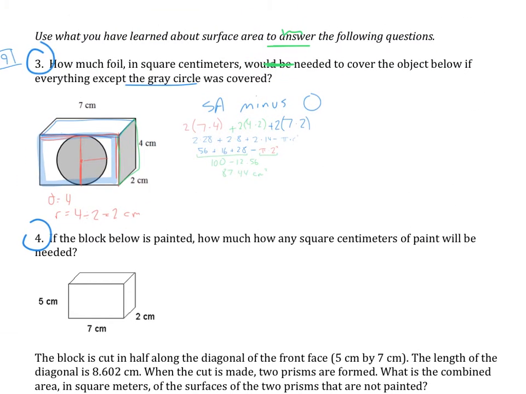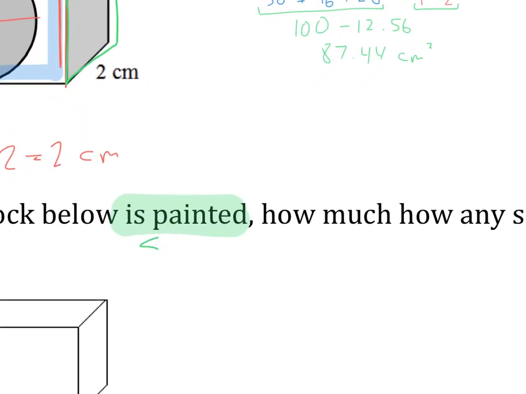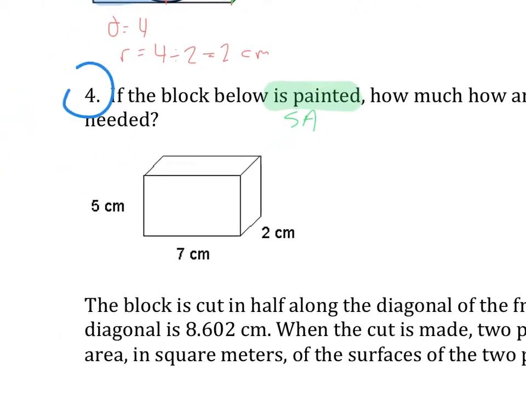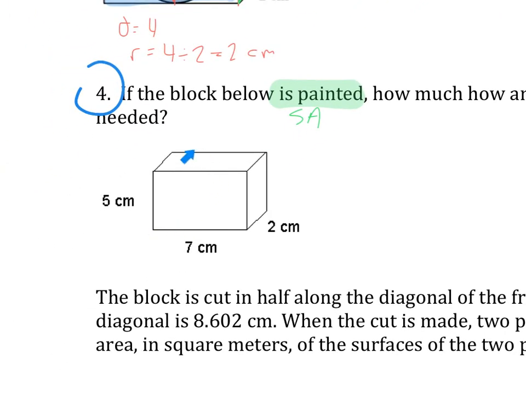Just to save time, because I did this part, when it talks about the block being painted, and how much paint do we need, that is surface area. So all you're doing in part 1 is the surface area of this prism right here. So that shouldn't be too bad.